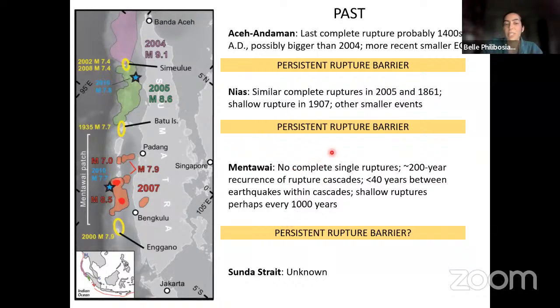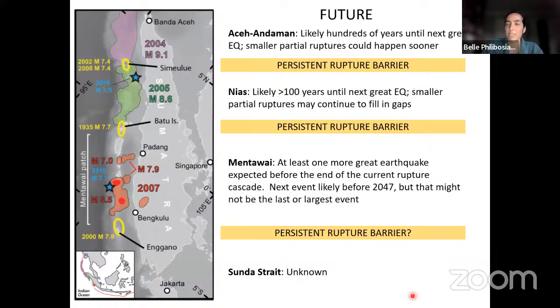but there's about a 200-year recurrence of these cascades of multiple events that do rupture the entire segment. And there are generally less than 40 years between the earthquakes within these cascades. There might be shallow ruptures about every 1,000 years. And south of that, in the Sunda Strait, we don't have any data, so we really don't know what might happen there. So all of this gives us some information about what to expect in the future.